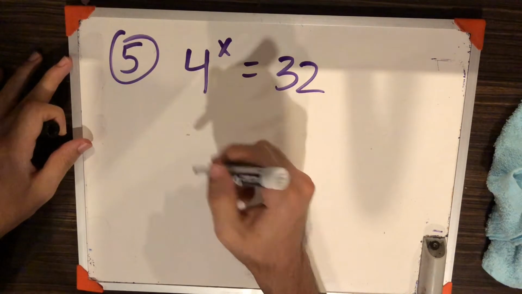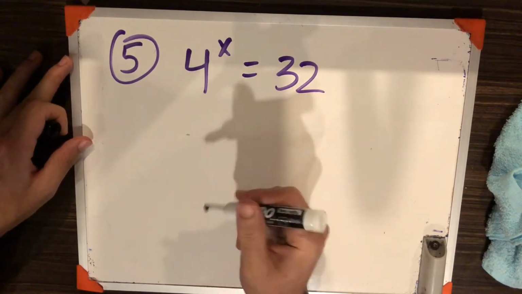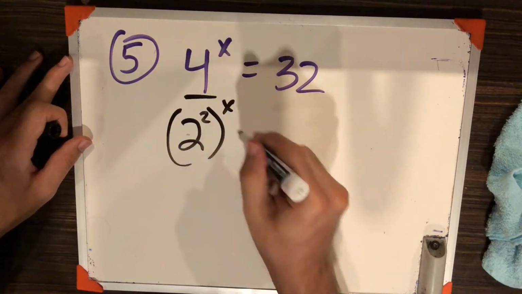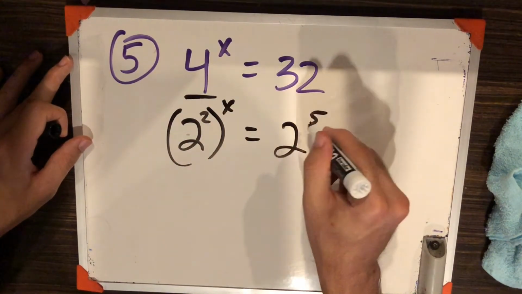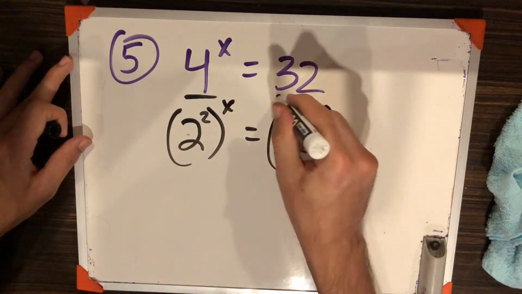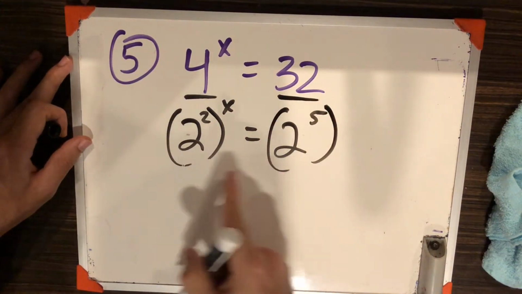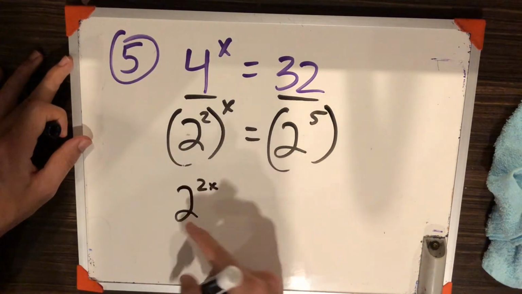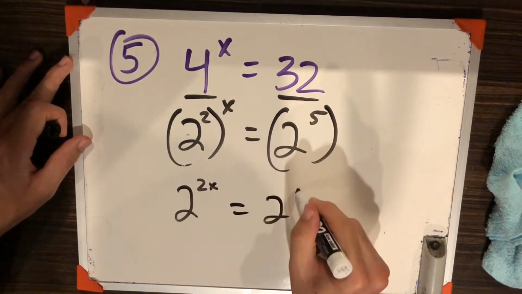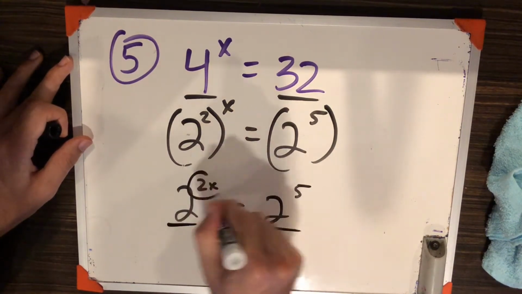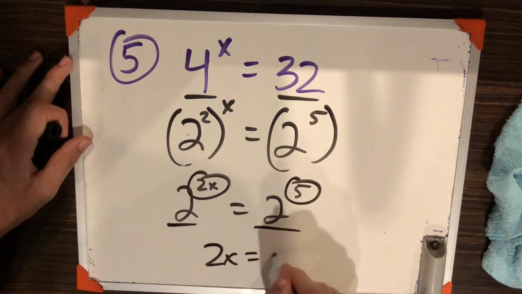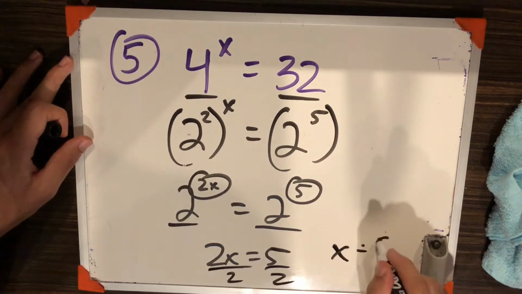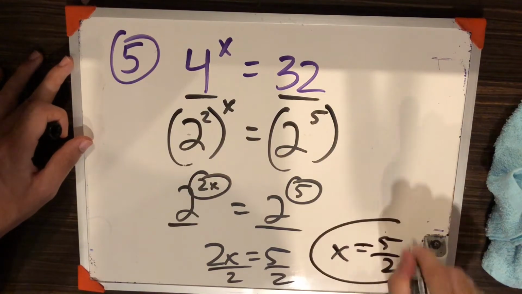Okay, number 5. Again, I'm looking for probably a base of 2. So 2 to the second power is the same thing as 4. And then 2 to the fifth power is the same thing as 32. Okay. Again, I have a base of 2, which is a really good sign. Power to a power, that would mean 2 to the power of 2x is equal to 2 to the power of 5. Same base, set these equal to each other. 2x is equal to 5, divide by 2, x is equal to 5 over 2. So that would be your final answer.